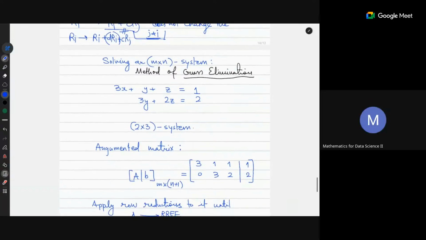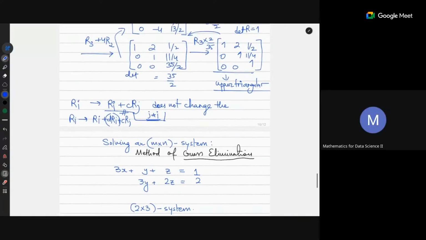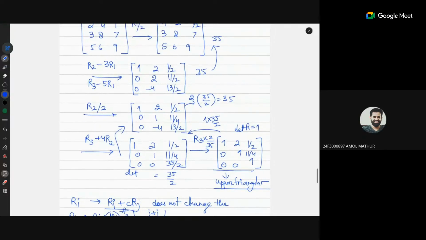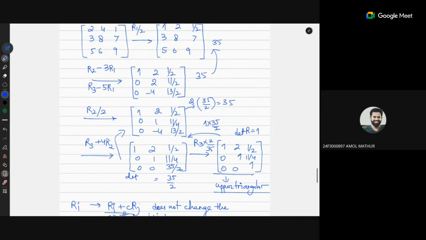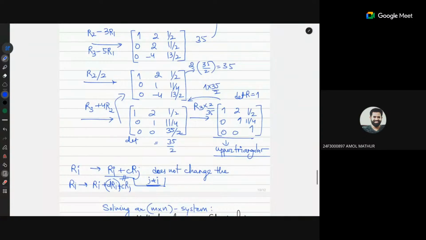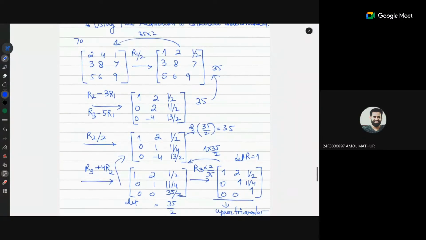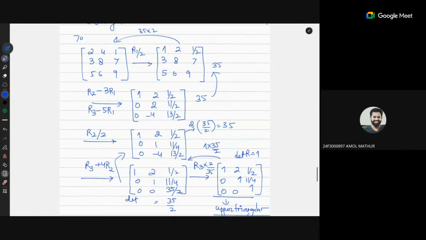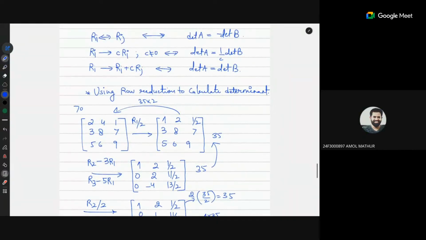Sir, can you scroll it above? I want to see that line. Scroll it up, sorry. Once more, sir. Okay, this. This R1 changes to R1 plus C Rj. This is what I was looking for. It's not R1, it is Ri. Ri, sorry. I is not the same as J.